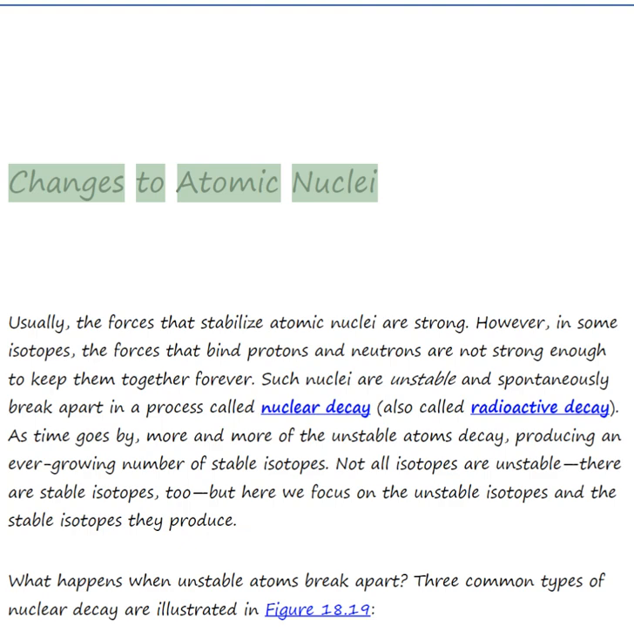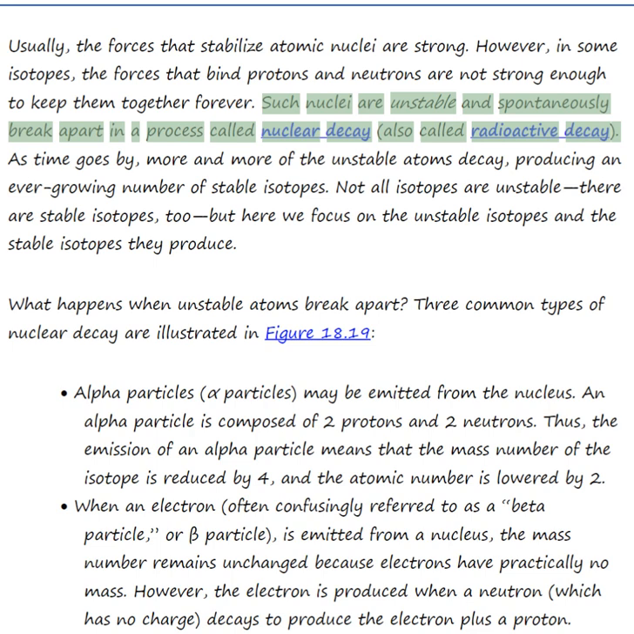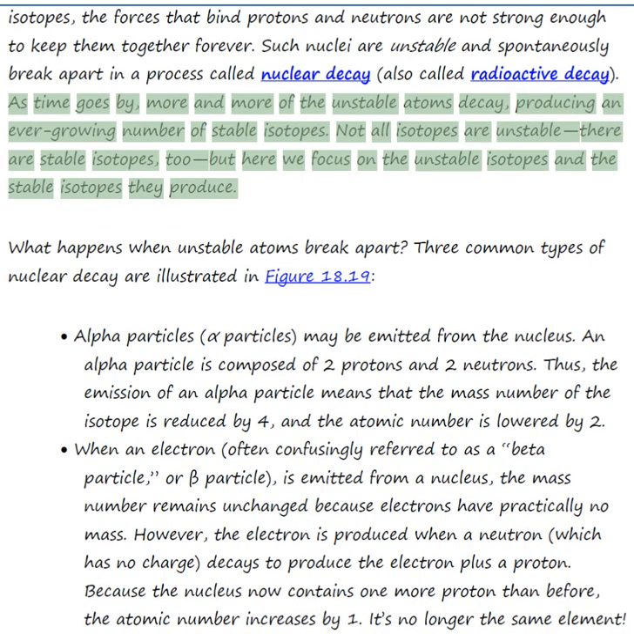Changes to atomic nuclei. Usually, the forces that stabilize atomic nuclei are strong. However, in some isotopes, the forces that bind protons and neutrons are not strong enough to keep them together forever. Such nuclei are unstable and spontaneously break apart in a process called nuclear decay. As time goes by, more and more of the unstable atoms decay, producing an ever-growing number of stable isotopes.